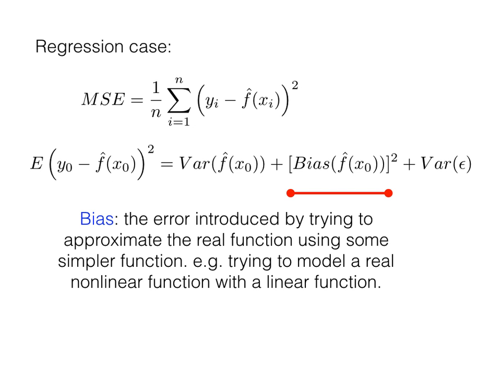The next bit is the bias. So the bias squared is the error that's introduced by trying to approximate the real function, the function in the real world, using some simpler function. For example, if the real relationship between x and y in the real world is some non-linear function of x, and we're trying to model it with just a linear function, then there'll be a difference there, and that difference is the bias.